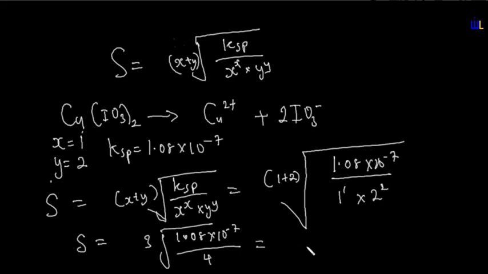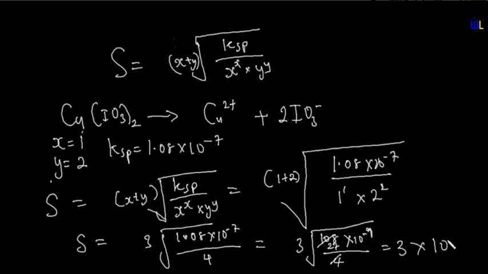Are we still with me? So this is going to be, without a calculator, if we change this, the cube root of 108 times 10 raised to the power minus 9 divided by 4. Cancelling, this should give us 27. Cube root of 27 is 3. Cube root of this is 10 raised to the power minus 3. That's the answer. Is it clear?